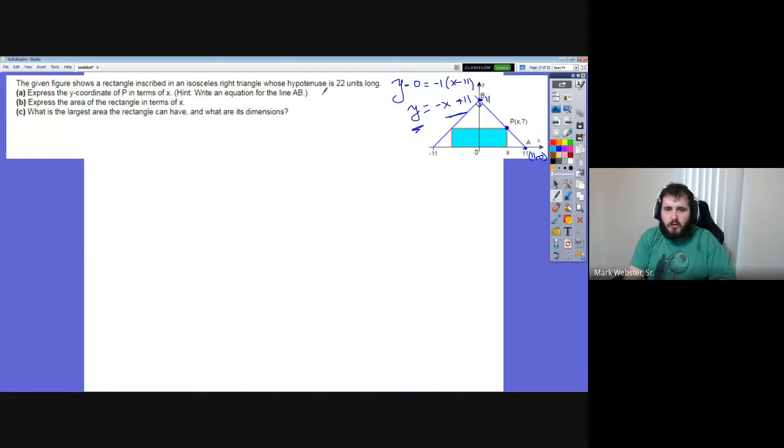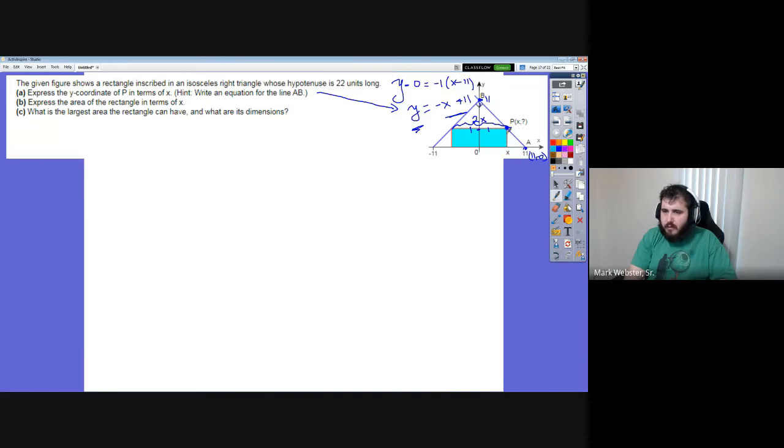So y is -x plus 11. So what can we do with that? Well, first of all, that's part A. Part B: express the area of the rectangle in terms of x. First thing we should do is recognize that this rectangle is centered here. So whatever this piece is, so is this piece, right? So if this is x, this is x, and the entire length is 2x.